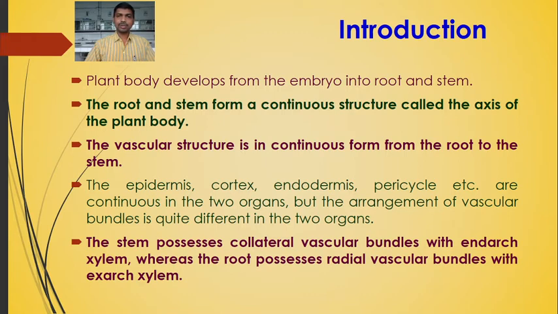The stem possesses collateral vascular bundles with endarch xylem. So what is the meaning of the collateral vascular bundle? Here the xylem and the phloem are present on the same radius, that is collateral, with endarch xylem meaning protoxylem towards center and metaxylem towards periphery. So this is found in the stem, whereas the root possesses radial vascular bundles where vascular tissues such as xylem and phloem are arranged on alternate radii.